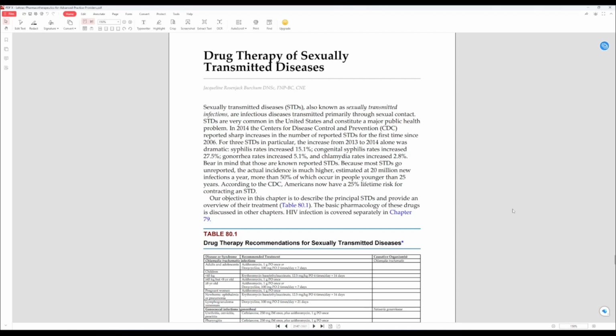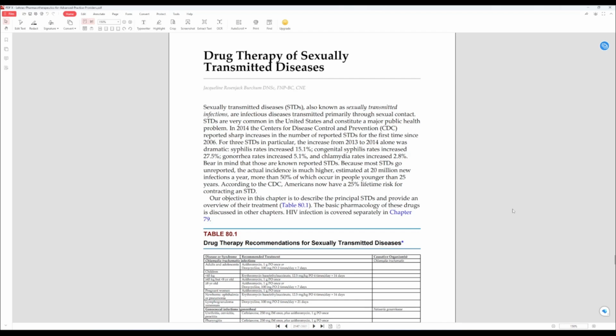For three STDs in particular, the increase from 2013 to 2014 alone was dramatic, and that is with syphilis rates that increased by 15.1%. Congenital syphilis rates increased 27.5%. Gonorrhea rates increased 5.1%, and chlamydia rates increased 2.8%. Bear in mind that those are known reported STDs.